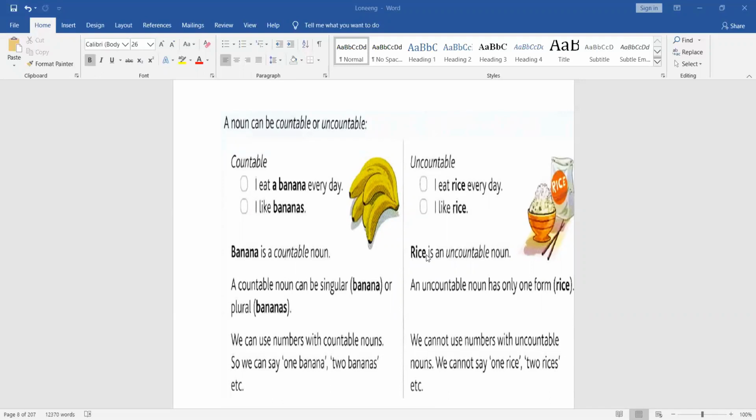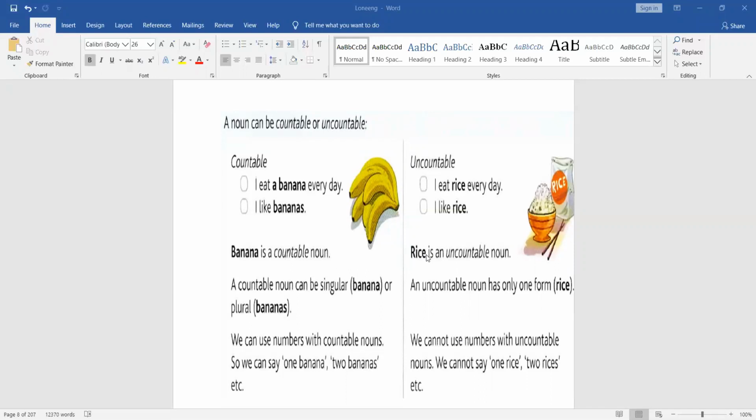Countables, for example: I eat a banana every day. So here the person is saying that every single day I eat one banana. Instead of saying one banana, he's saying I eat a banana every day. The second one is: I like bananas. Here he's generally saying that I like bananas. He's not specifying one thing and one particular product.